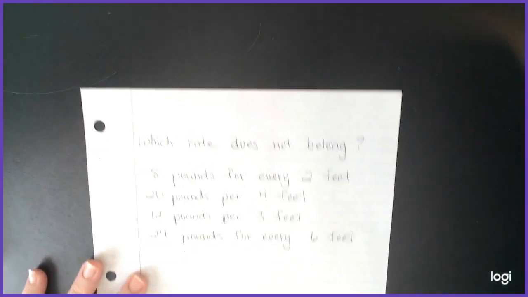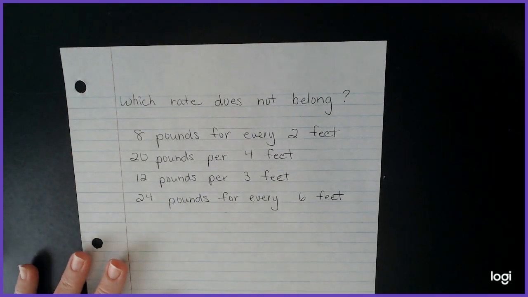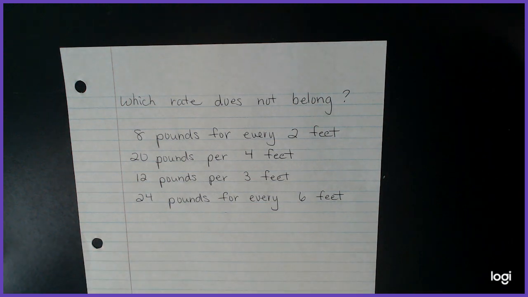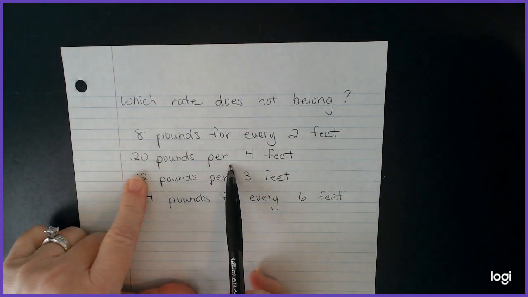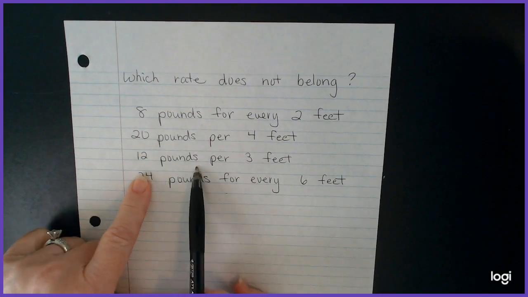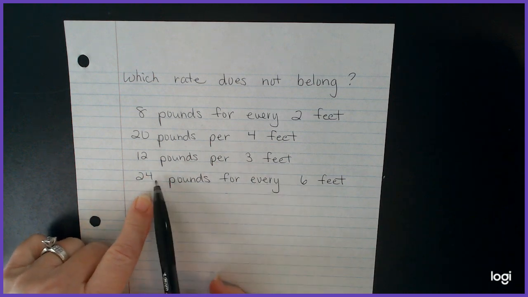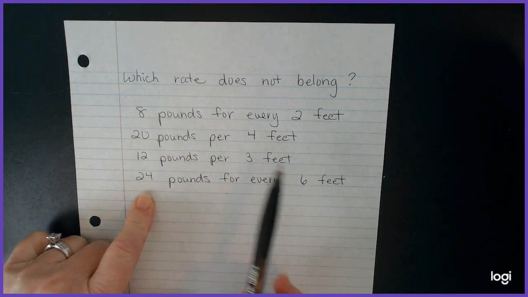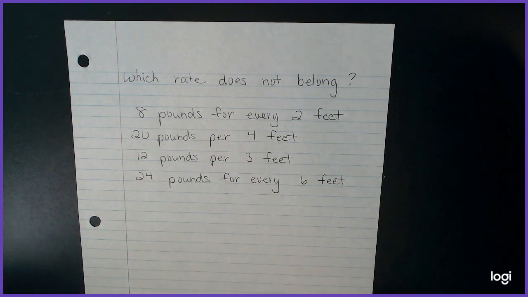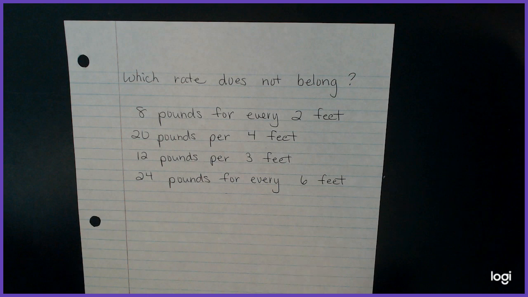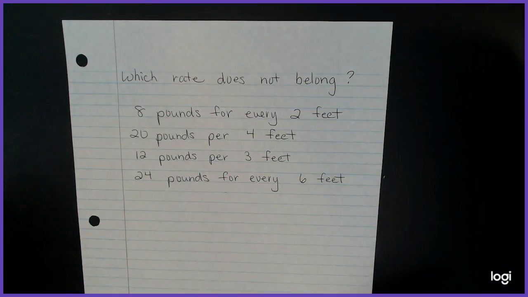Okay. All right, last thing I'd like to show you, and you don't have to write this in your notes unless you'd like to, but you are going to have a problem in your homework today that is similar to this. So if you notice, I've given you all kinds of rates, right? 8 pounds for every 2 feet, 20 pounds per 4 feet, 12 pounds per 3 feet, and 24 pounds for every 6 feet. So I'm comparing 2 different quantities, right? Pounds and feet. I would like to know which one of these doesn't belong, which means the other 3 are going to be equivalent.